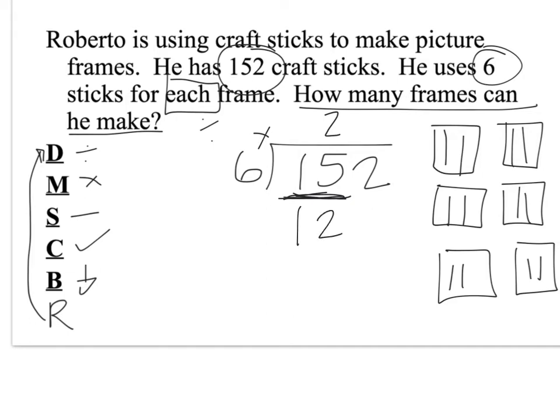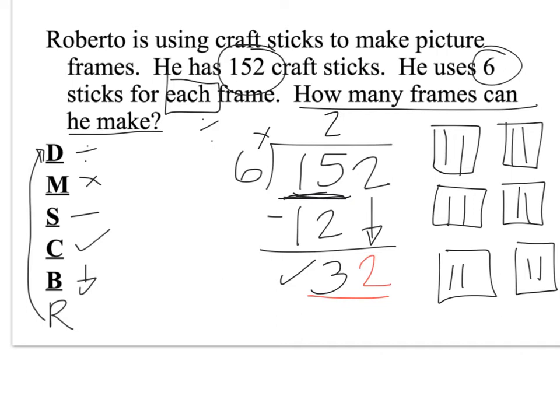My next step is to subtract. 15 minus 12 is 3. I then need to check to make sure that my 3 that I subtracted is smaller than my 6. It is. So now I can bring down the 2 ones that I have not divided out yet. So now, with the 3 tens that I have left over and the 2 ones, I now have 32 ones to divide into 6 groups. So I need to think how many 6s are in 32.